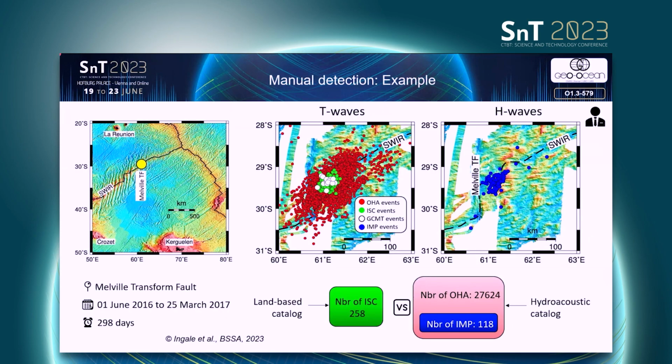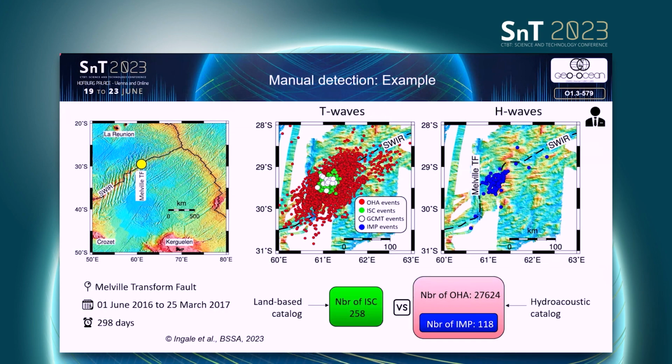Along the Southwest Indian Ridge, which is an ultra slow spreading ridge, in the second figure, we observed some seismic clusters based on the land-based seismic ISC catalog shown by the green circles. The white circles show the moment tensor solutions associated with a few of the earthquakes. And the red dots show the hydroacoustic detections. If we compare the numbers, 250 for the land-based network versus 27,000 hydroacoustic events in a period of 10 months, that detection threshold helps to understand the minor aspects of the seismicity.